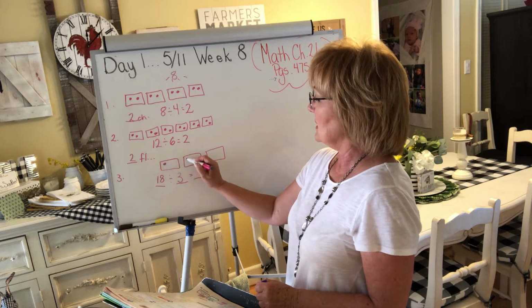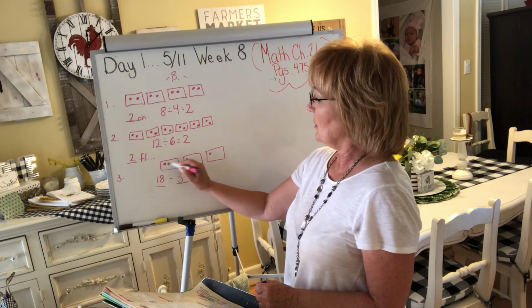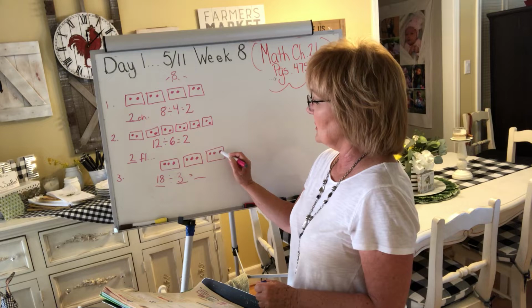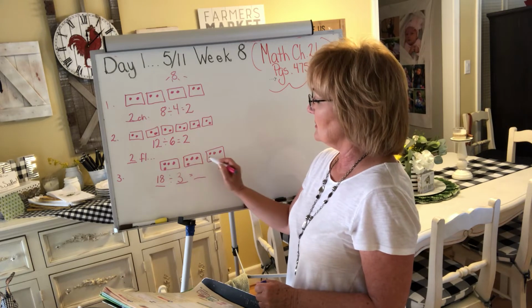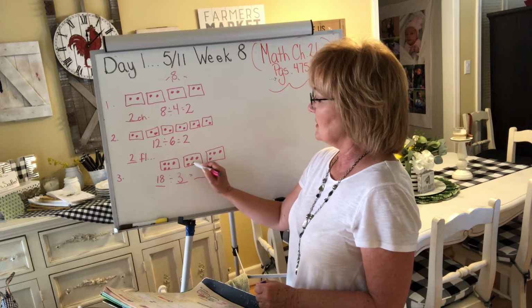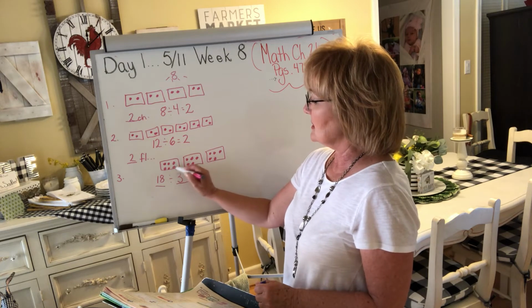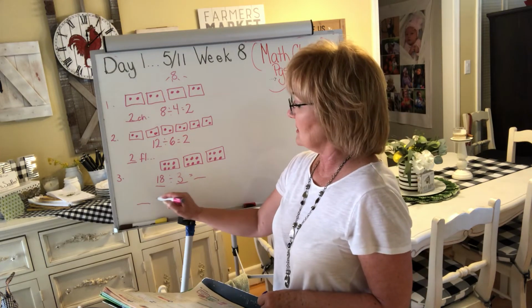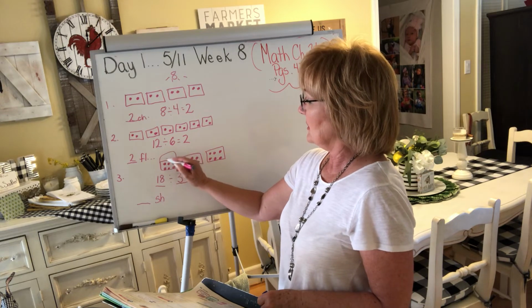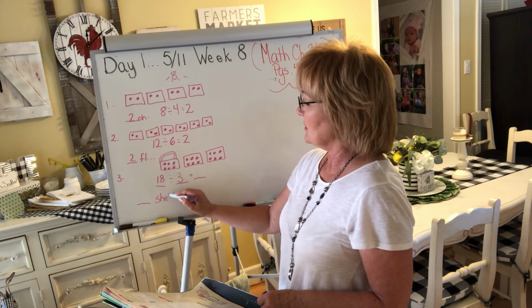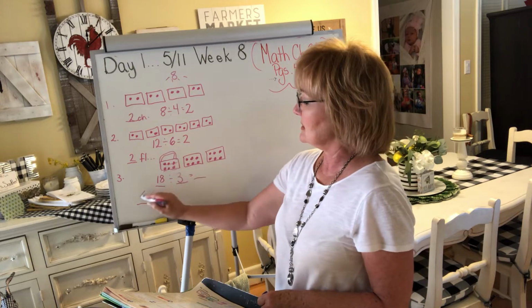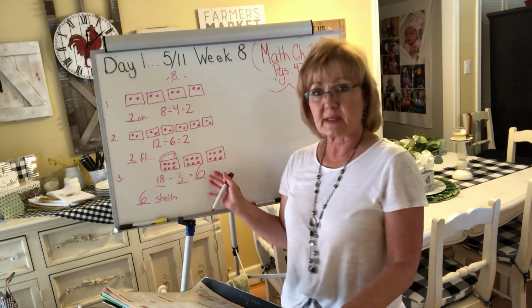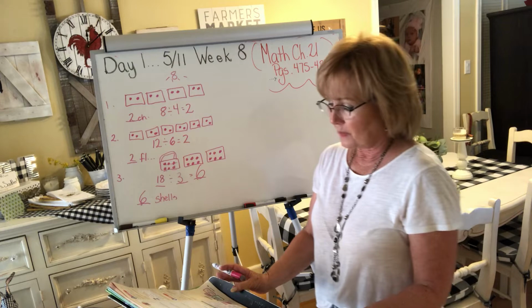So we've got 1, 2, 3, 4, 5, 6, 7, 8, 9. We can keep going. 10, 11, 12, 13, 14, 15. Keep going. 16, 17, 18. We're done, right? How many shells are in each pail? We can make it look like a pail, right? How many shells are in each pail? 6. So what is the answer? 18 divided into 3 groups will be 6, 6 in each group. Okay?